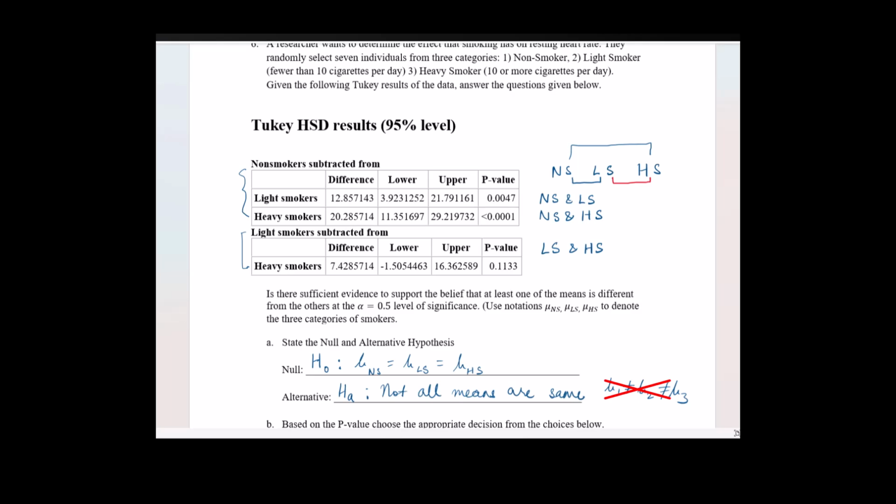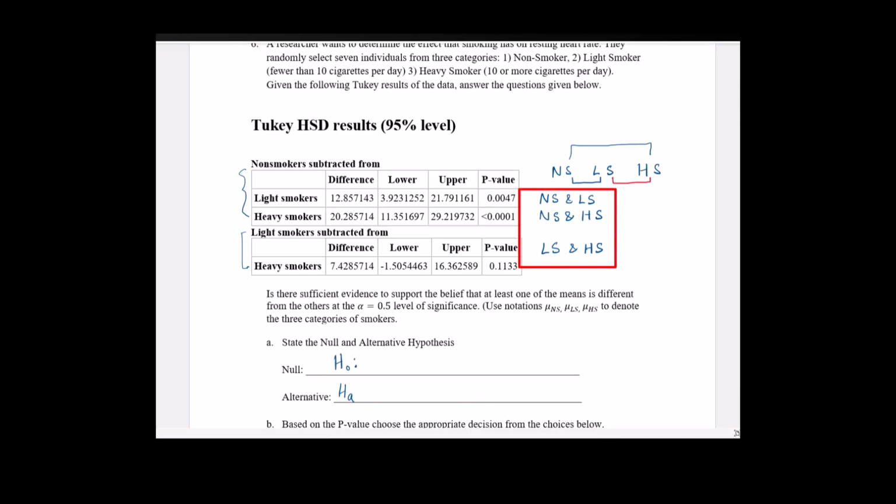So for a Tukey test, the way we are going to state our hypothesis is going to look like this. There's going to be three sets of hypothesis statements. First one is for NS and LS. So we are going to write it as mu sub NS is equal to mu sub LS. The null hypothesis will always state that there are no differences between the means, they are all the same.